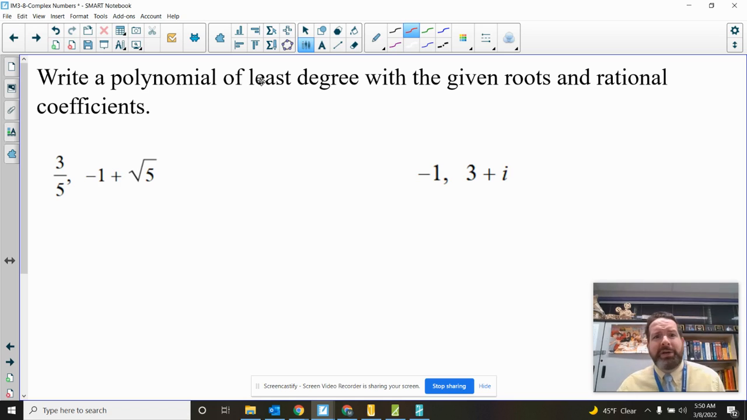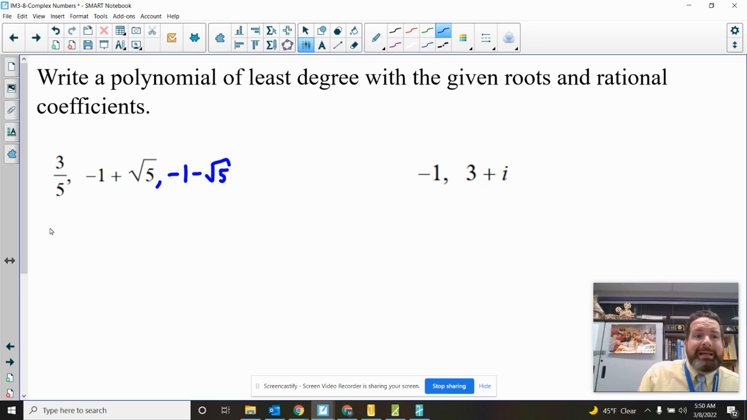Okay, well, I want to do now the same thing you did in the earlier part of the lesson, this time just with roots that are slightly more complicated. So first, we've got 3/5, and -1 plus root 5, so we know another root is also -1 minus root 5. So to write a polynomial, we're going to set up our factors. So 5x minus 3.